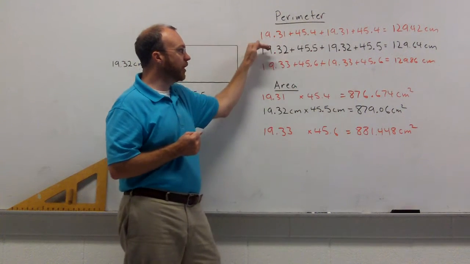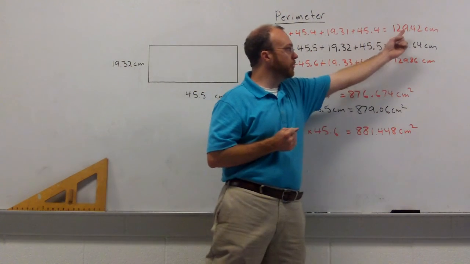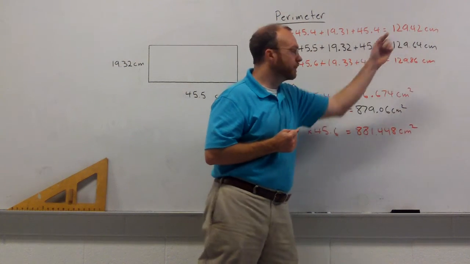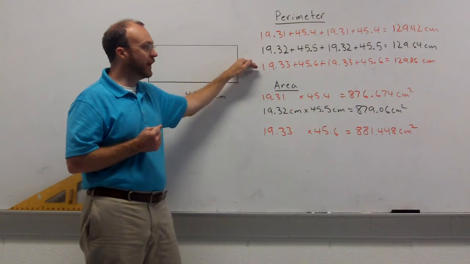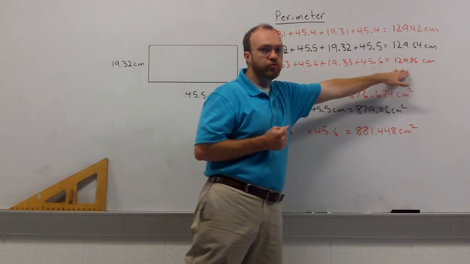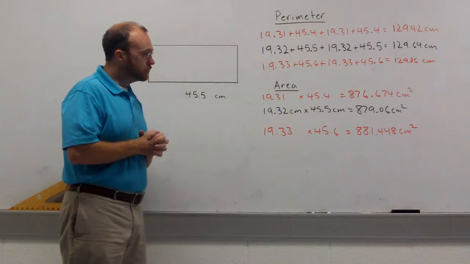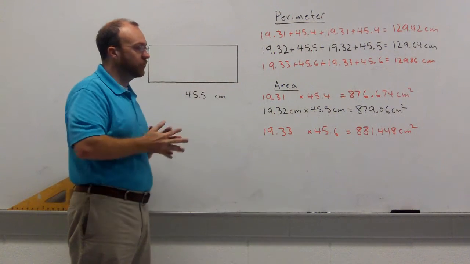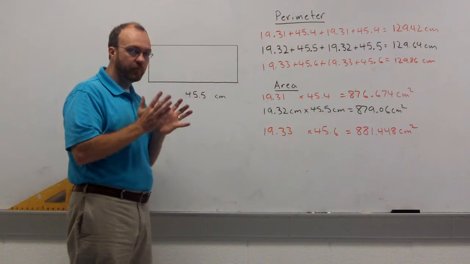So if our estimates had all been a little too high and we had slightly lower values, we would find our perimeter to be 129.42 centimeters. If our estimates had all been too low and really our measurement should have been a little bit higher, our perimeter would be 129.86. Now, what I want to show you there is even though we get different answers depending on where we estimated, they all agree to a certain point.